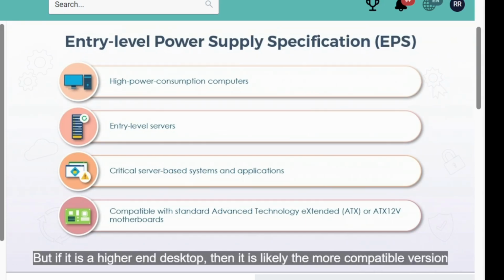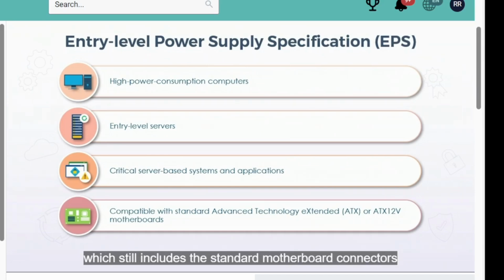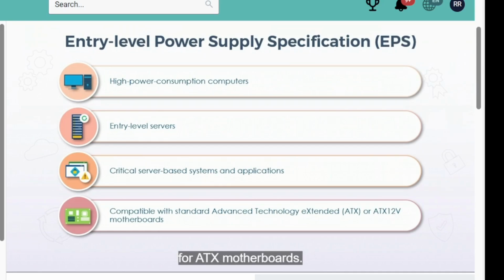But if it is a higher-end desktop, then it is likely the more compatible version, which still includes the standard motherboard connectors for ATX motherboards.